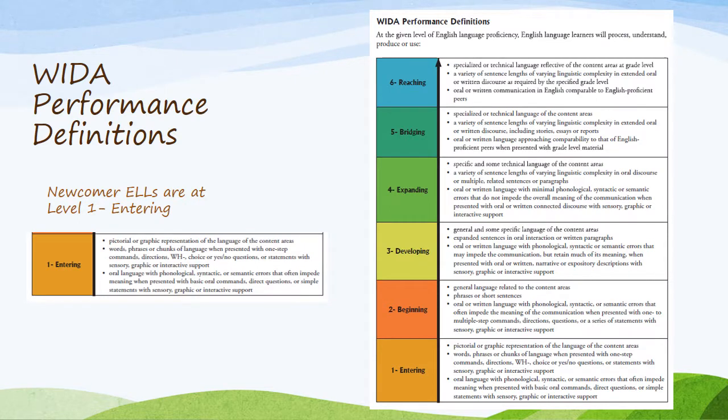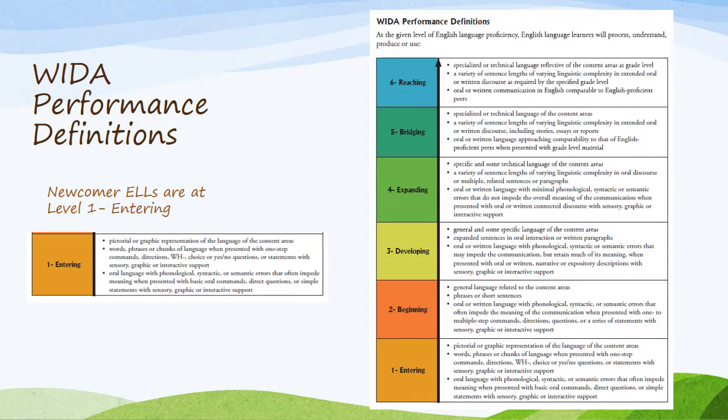As I talked about in one of our first slides, we said that newcomer ELLs, among other things, are level 1 language proficiency. So I just wanted to take a moment to explain to you what exactly that means. There are a variety of WIDA performance definitions, and they range from 1 entering to 6 reaching. These performance definitions explain an English language learner's process and how they understand or produce language from the time they start learning English to the point that they're becoming fluent both socially and academically.